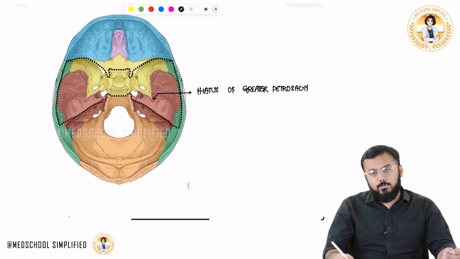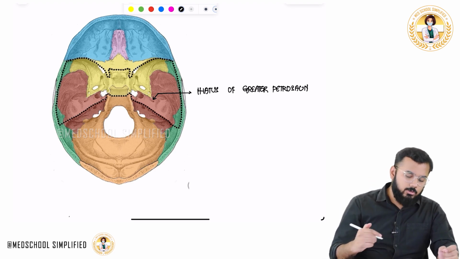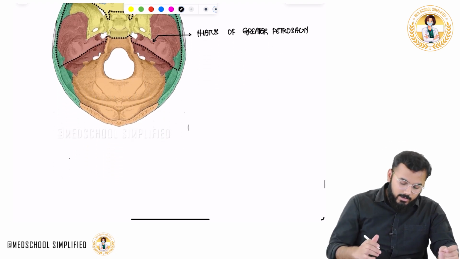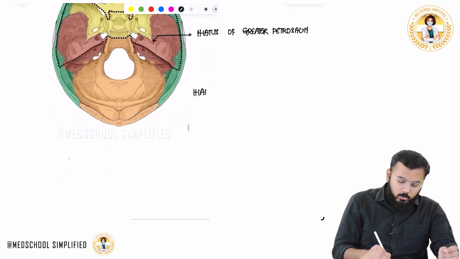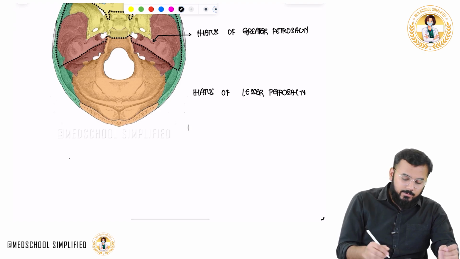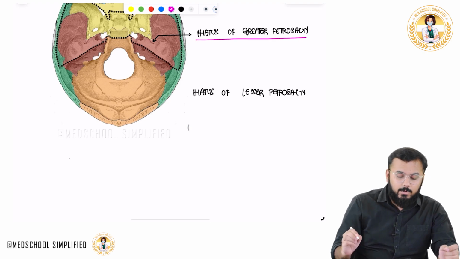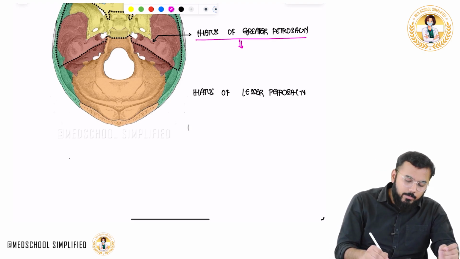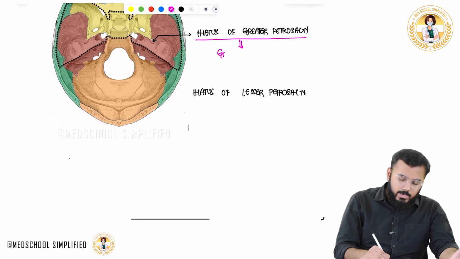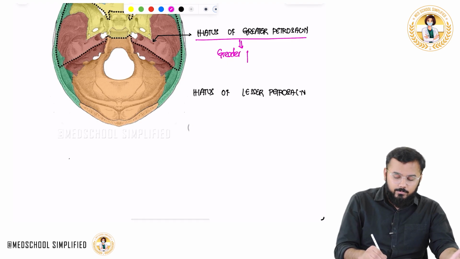Now, when I say hiatus of greater petrosal nerve, there will also be a hiatus of lesser petrosal nerve. Actually, in this picture, you cannot see where the hiatus of lesser petrosal nerve is, but just write it down, as there is one more thing called the hiatus of lesser petrosal nerve. The name itself tells that if there is a hiatus of greater petrosal nerve, what is the name of the branch here? The name of the branch is your greater petrosal nerve.